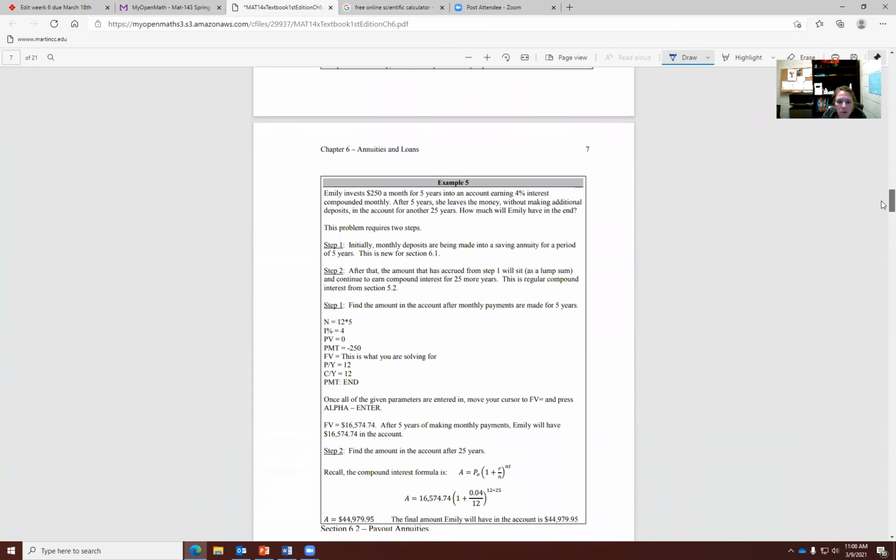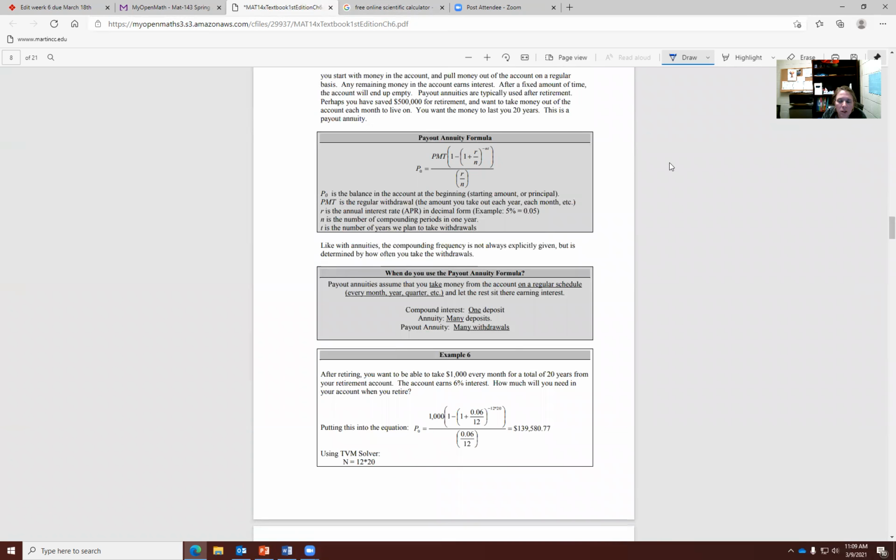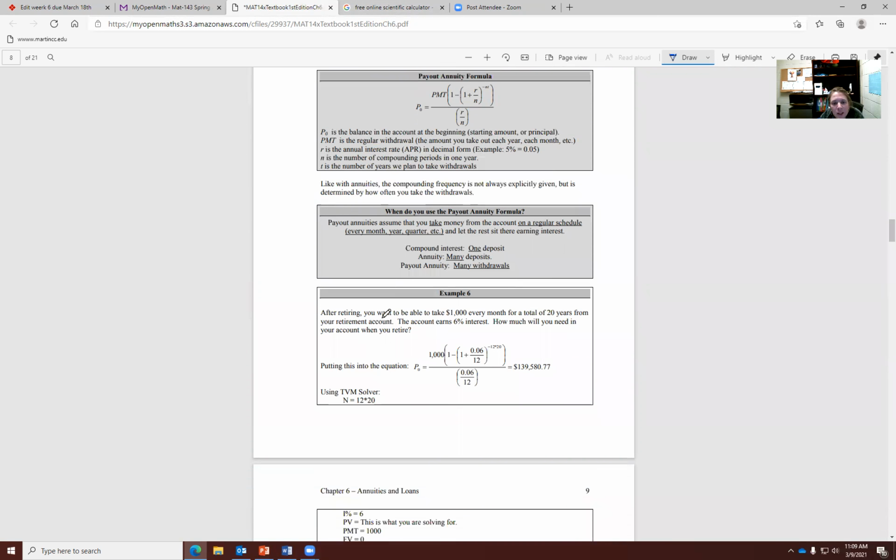All right, so this is still using the calculator. Here's the payout. The other one was just a regular annuity and you work backwards, okay? After retiring, you want to be able to take $1,000 every month for a total of 20 years from your retirement account. The account earns 6% interest. How much will you need in your account when you retire?